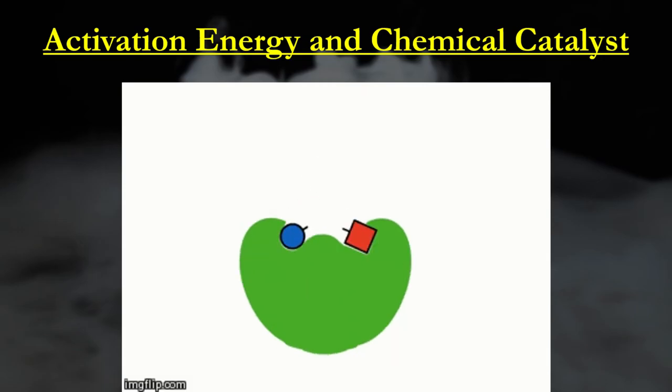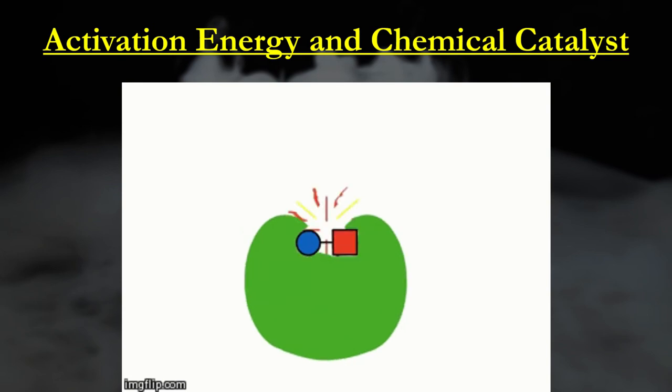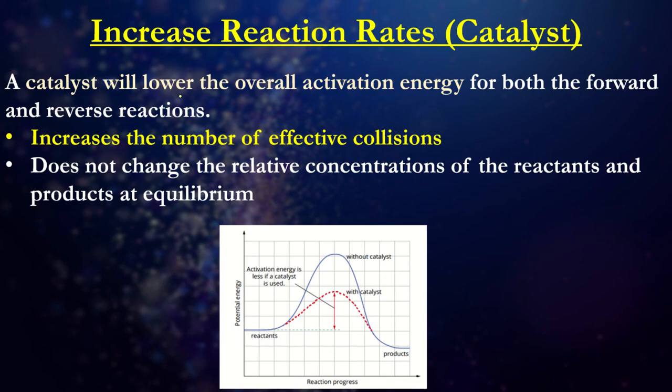Next we have a chemical catalyst that helps lower our activation energy. So remember, a catalyst will lower the overall activation energy for both the forward and reverse reaction. So it doesn't necessarily help improve our yield, but it does improve the rate of the reaction. That's the important part there. And it does that by increasing the effective collisions we have, because everything is orientated in a more correct order.